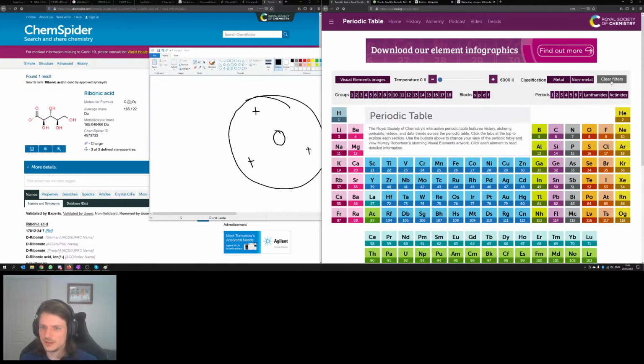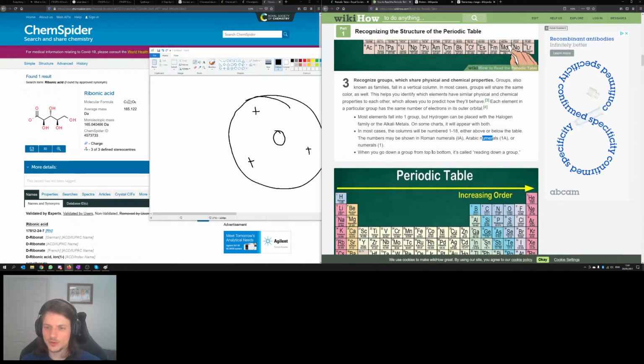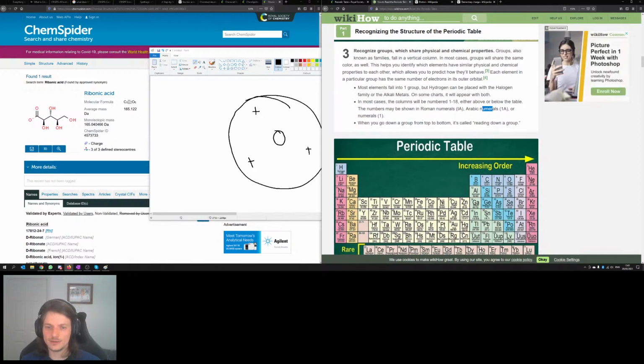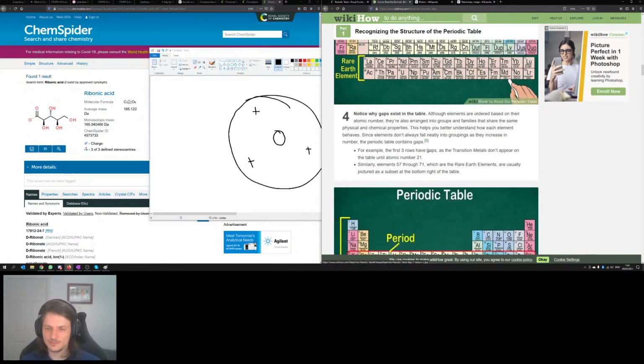How do you reset this? Clear filters, okay. When you go down a group from top to bottom, it's called reading down a group. Okay. So, yeah.